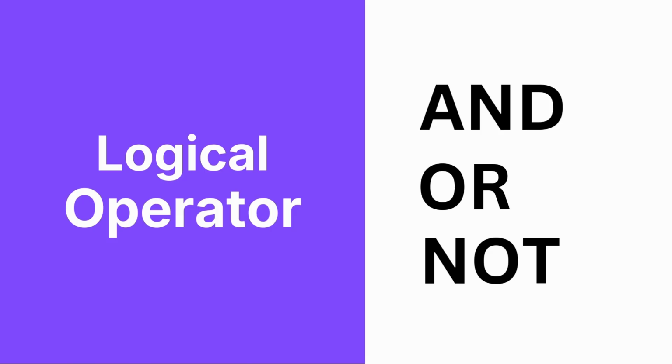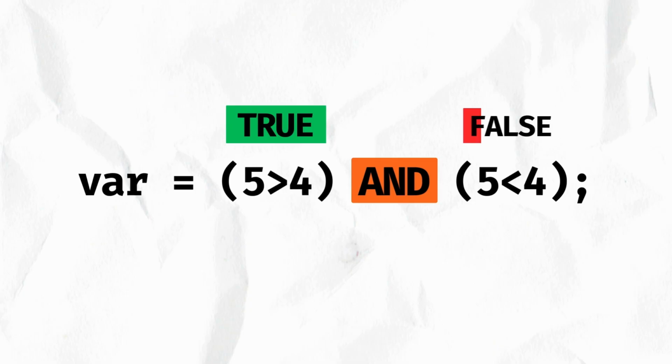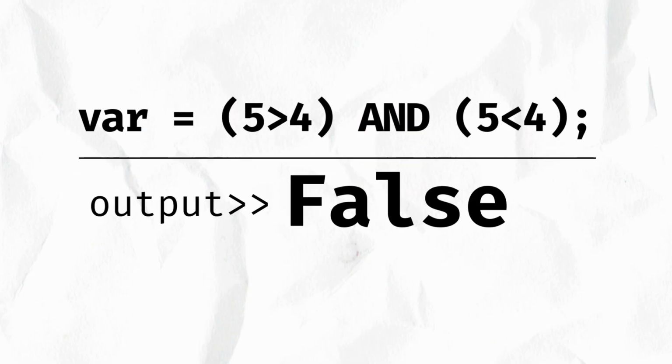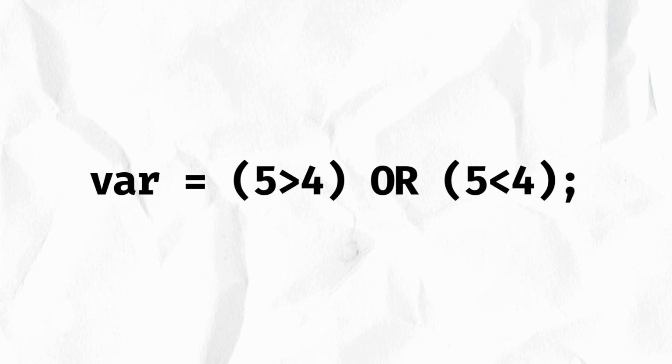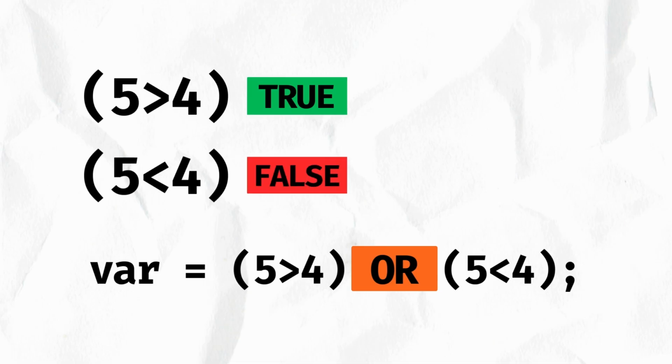Logical operators. Logical operators are for combining multiple Boolean expressions to form compound conditions. You use AND to combine two expressions, such as 5 larger than 4 and 5 smaller than 4. 5 is greater than 4, which is true, but 5 less than 4 is false, so this AND logical expression is false. If you use OR to combine the same two expressions, 5 greater than 4 is true, but 5 smaller than 4 is false. Because one of the two expressions is true, this logical expression is still true.